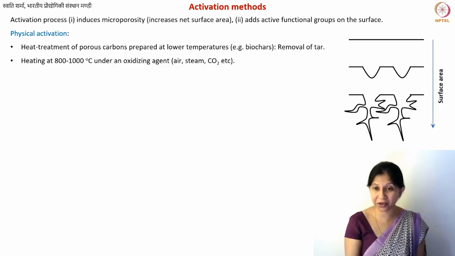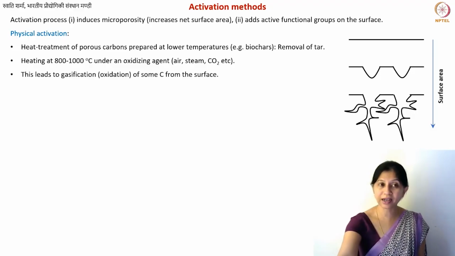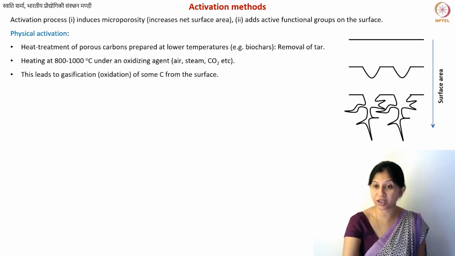So steam plus carbon dioxide, for example, you will have this inside your furnace when you heat treat it. And this heat treatment again is not performed at very high temperatures, but between 800 and 1000. So this kind of activation, what does it do? It leads to gasification or oxidation of some of the carbons.